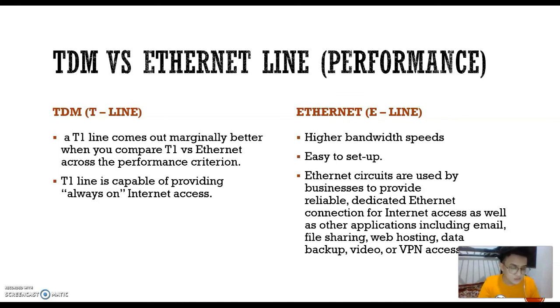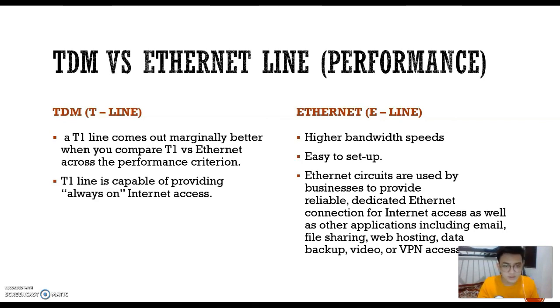This is because a T1 line is capable of providing always-on internet access. This is backed up by a robust service level agreement which can guarantee customers a specific time frame for repairs and a guarantee of performance as well. Thus, when it comes to T1 versus Ethernet, a business organization can easily look at cost and performance factors and then decide between the two.